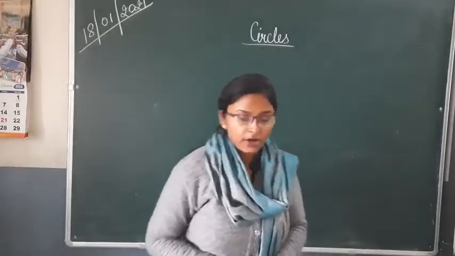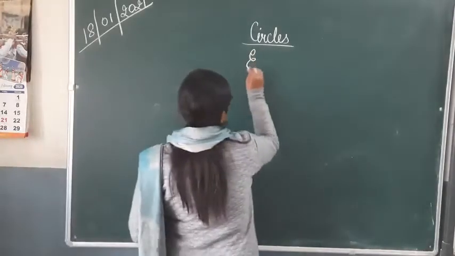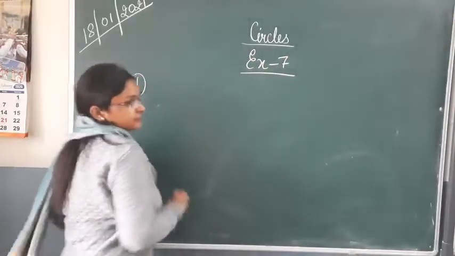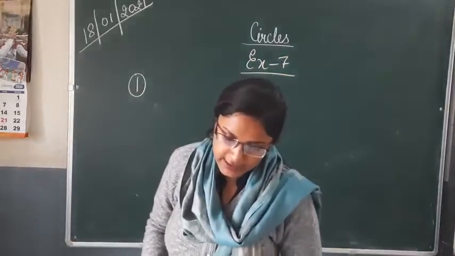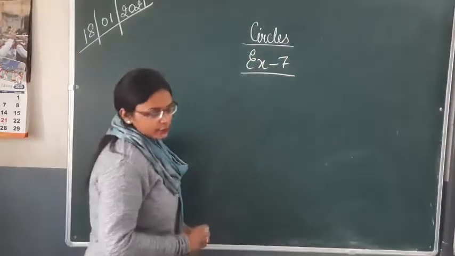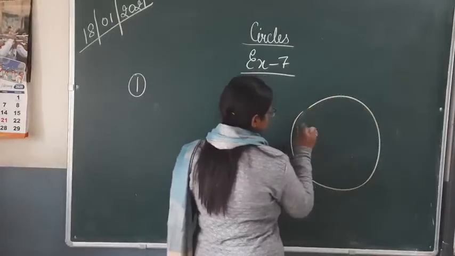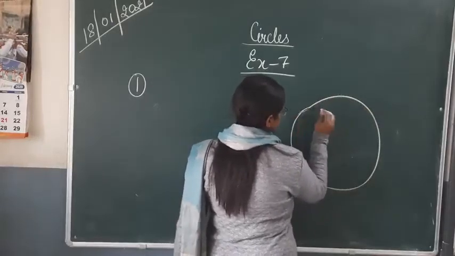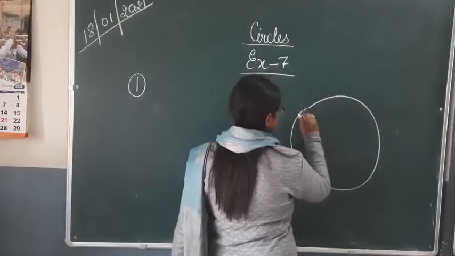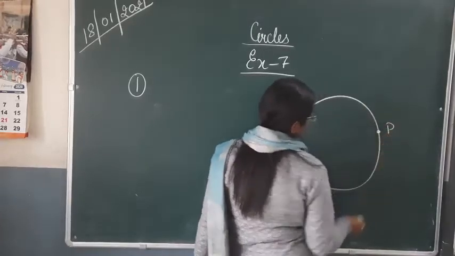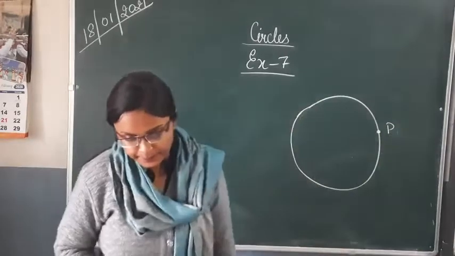Okay, so now exercise 7. In exercise 7, the very first question is: P is a point on a circle of radius 4.8 centimeter. There is a circle, and it has some point P.